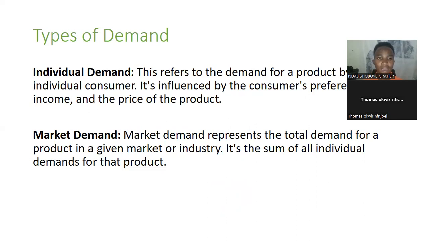Next is the market demand. Market demand represents the total demand for a product in a given market or industry, or the sum of all individual demands for that product. For example, if I go and buy a pen, Okwiri also goes and buys a pen, and Father Joel also buys a pen, all those are individual demands, but when we put them together and get a total, that's what we call the market demand.